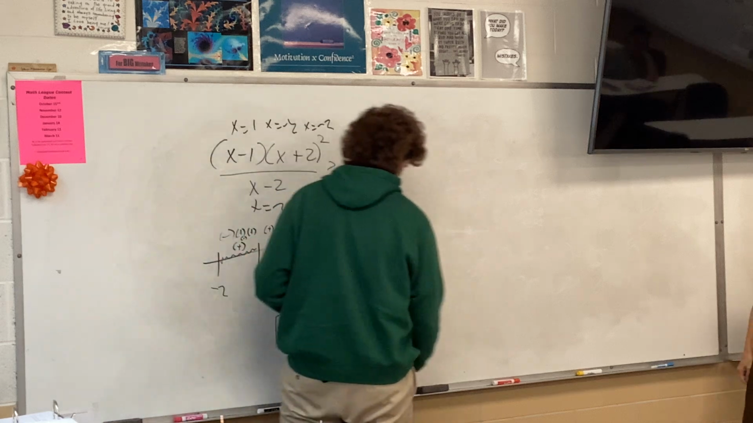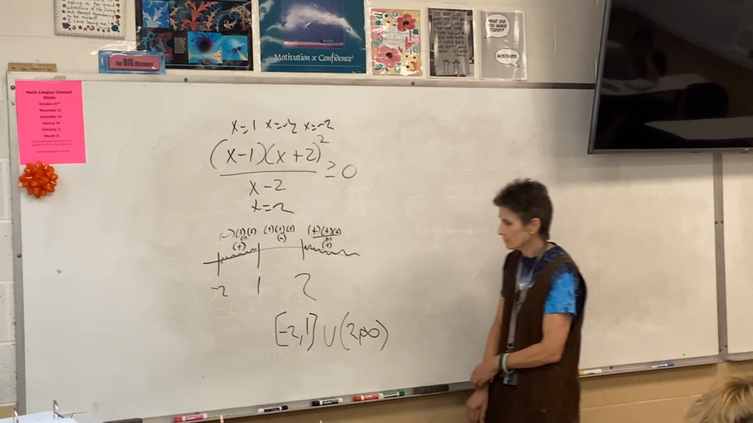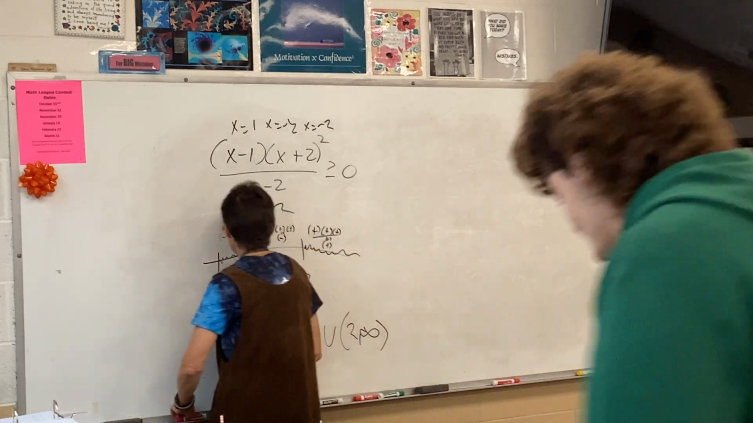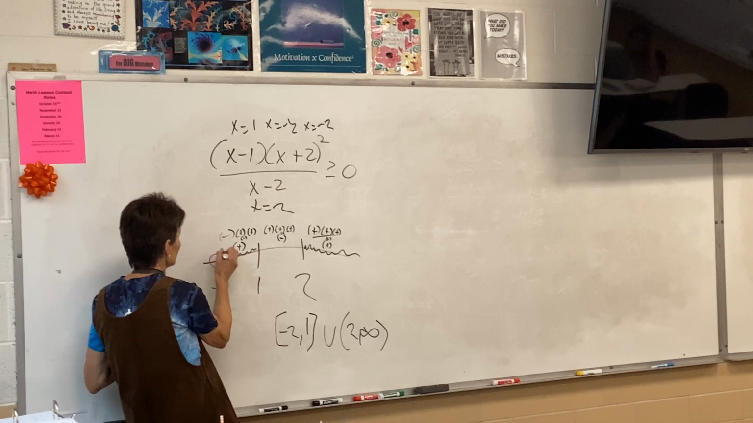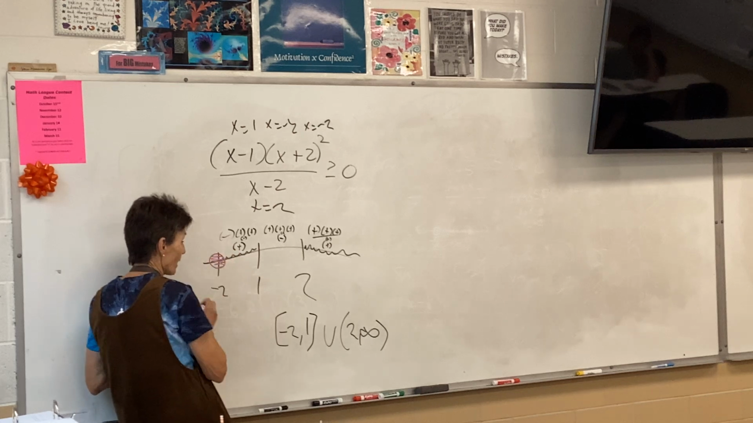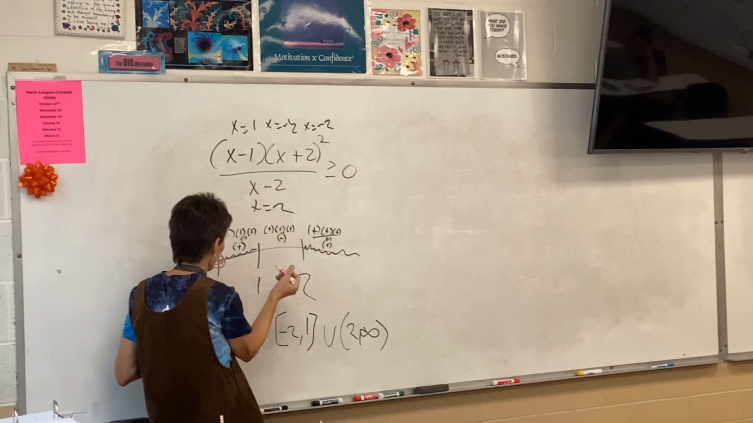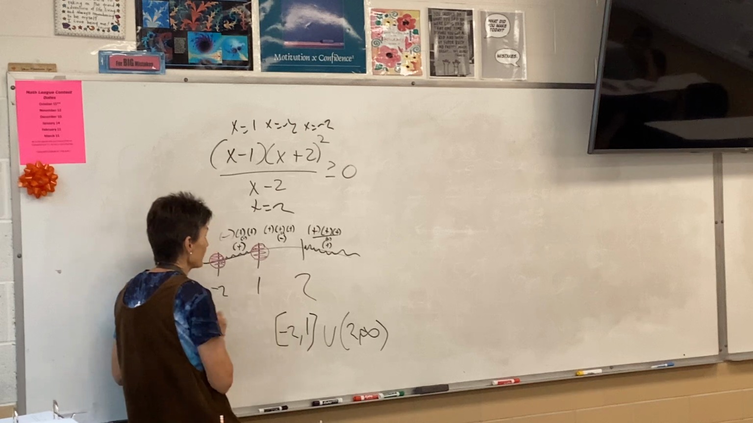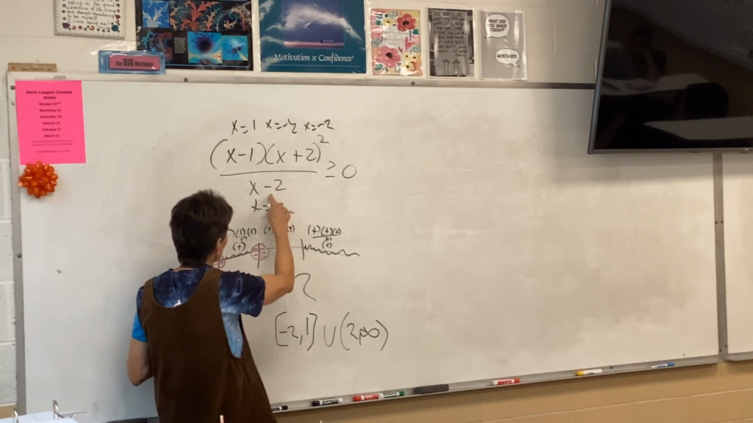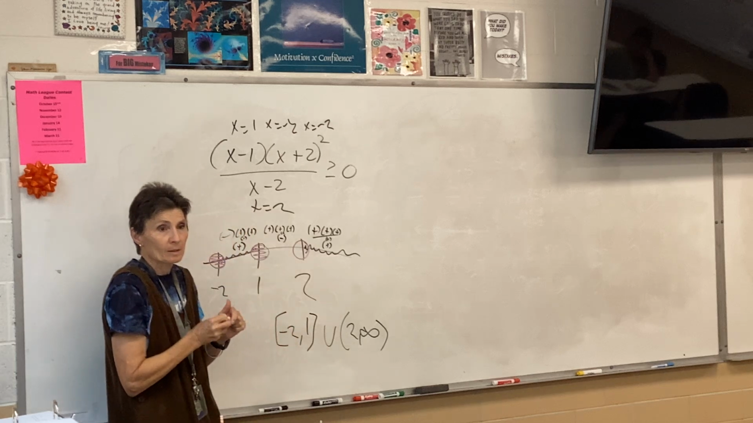Terry Jr. Okay, let's take a look at this and see what we think. First of all, -2 should be a solid dot, right? So he's got a bracket there, are you okay with that? And 1 should be another solid dot. So he's got a bracket there, okay? And 2 should be an open dot, he's got a parenthesis.